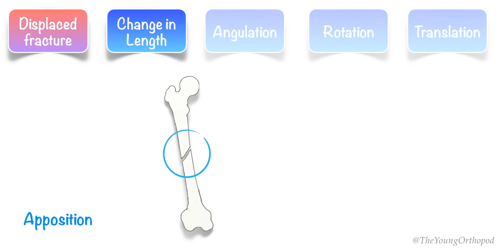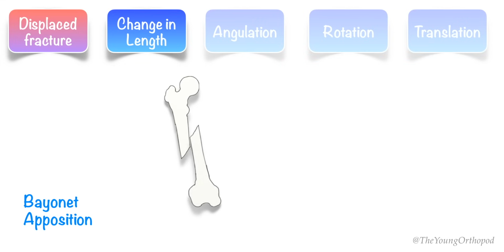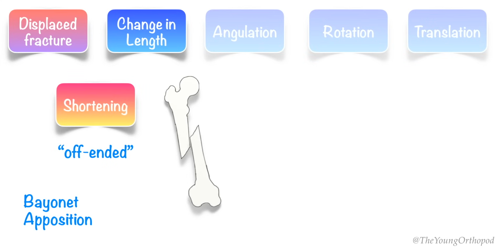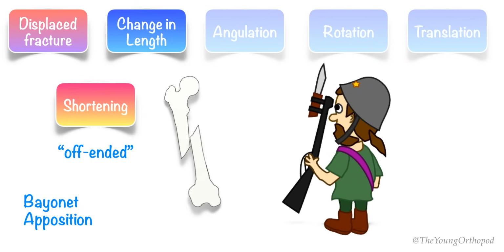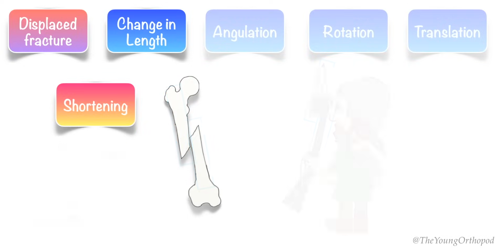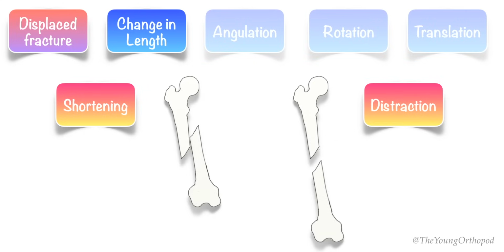Apposition is the amount of end-to-end contact of the fracture fragments. Bayonet apposition means overlap of the fracture fragments in the longitudinal axis. Here the bone ends have no contact and have slipped past each other. The fracture is called off-ended. This results in shortening of the limb length. Bayonet apposition gets its name from the bayonet rifle. Excessive traction may result in the opposite deformity, leading to distraction.